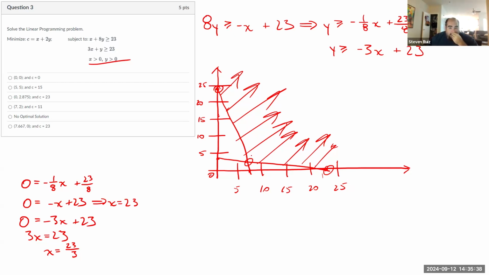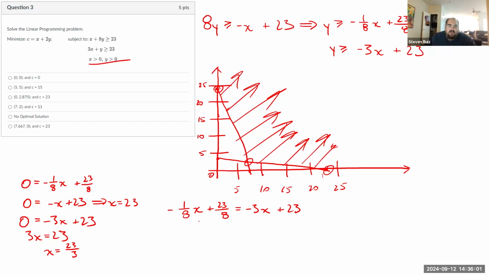So I graphed this by hand, so I wouldn't trust this to find that point exactly. So let's find it exactly. That's where these two lines cross. So let's set those two lines equal to each other. Negative 1/8 x plus 23 over 8 equals negative 3x plus 23.